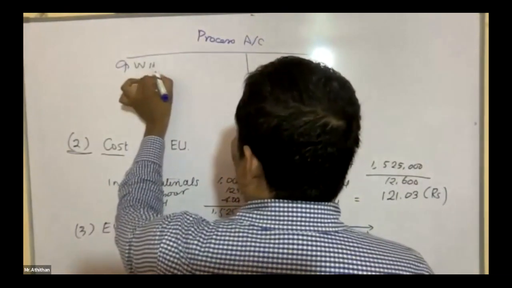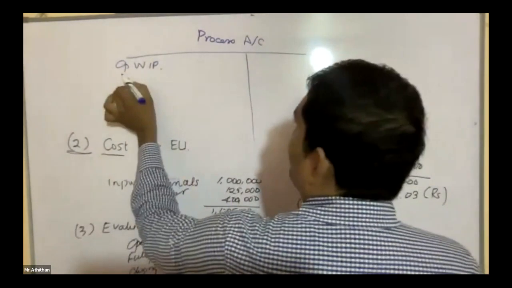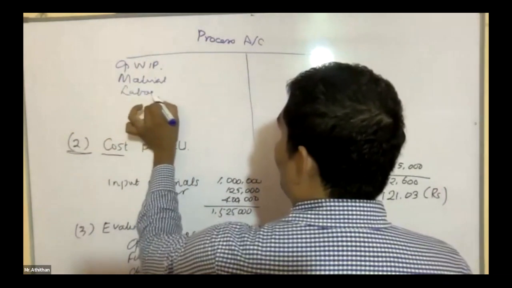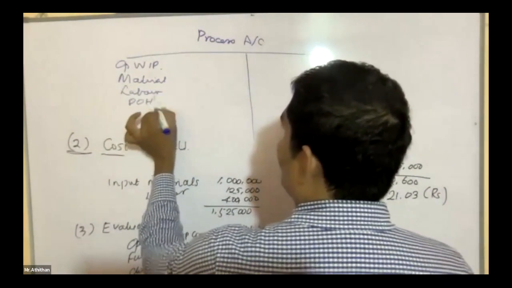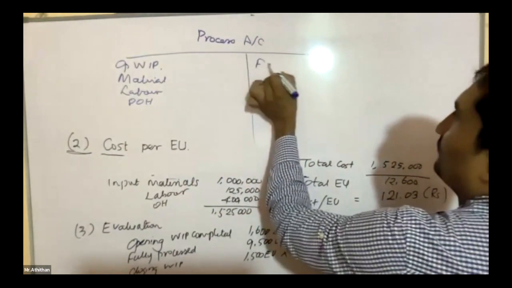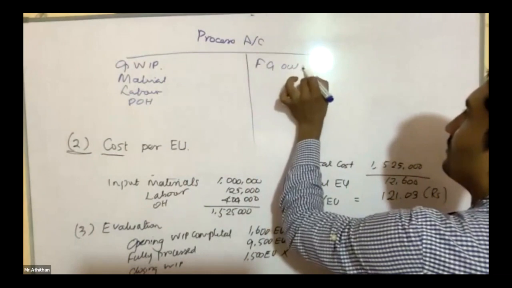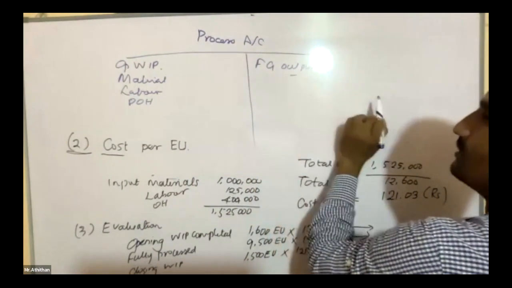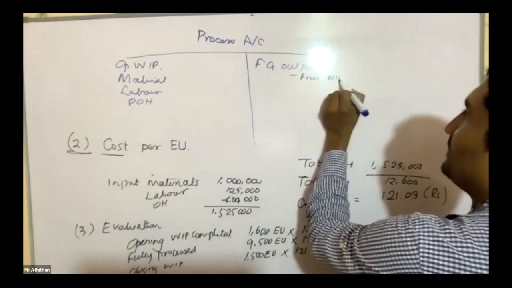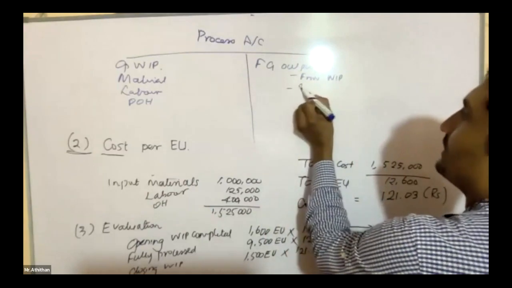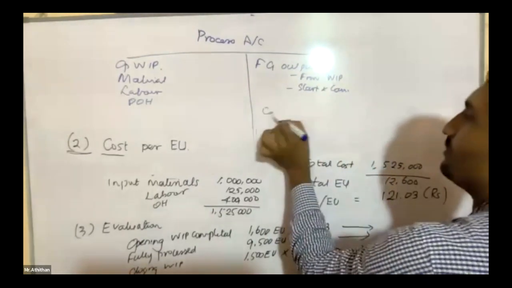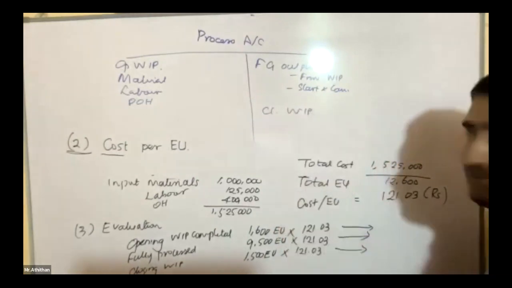Process account. Input side: opening WIP, materials, labor, production overhead. Output side: finished goods from WIP, start and complete, closing WIP.